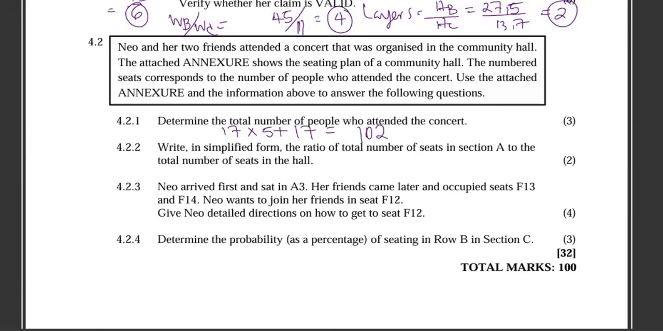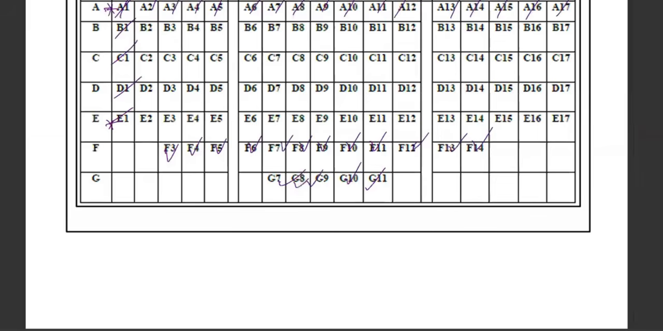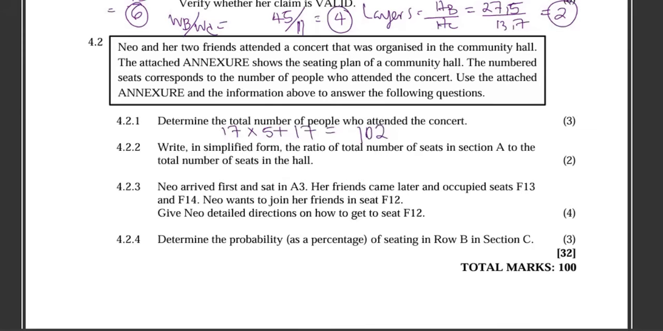Write down, in simplified form, the ratio of the total number of seats in section A to the total number of seats in the hall. Now, what are you going to do? The total number of seats. So these squares are all seats. So we have 1, 2, 3, 4, 5, 6, 7. So meaning it's going to be 7 times 17. The total population, 7 times 17, which is 119.